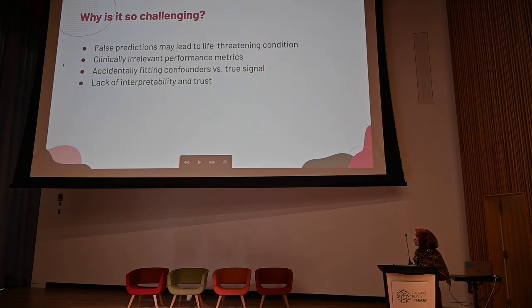Next challenge is accidentally fitting confounders versus true signal. So highlighting unknown confounders by computer vision models may increase the generalizability issue. So from my experience, for example, my model was more likely to detect and classify a thyroid nodule as malignant when the input data included a ruler inside the image. And it was only because in my training data set, most of the cancerous cases included a ruler in them.